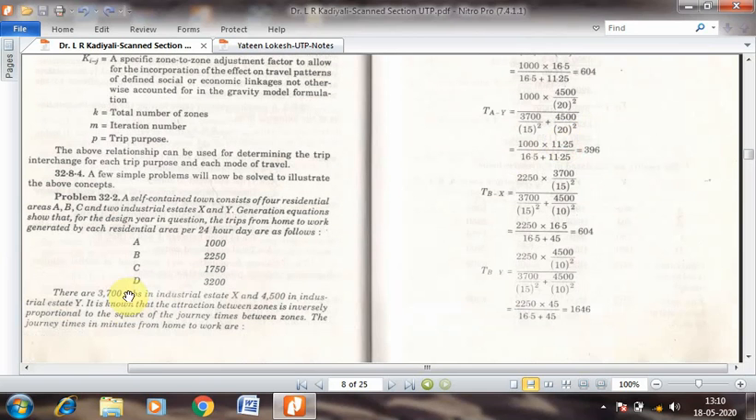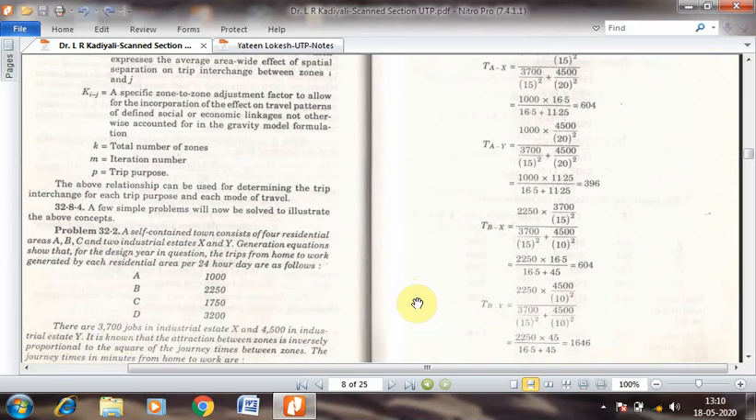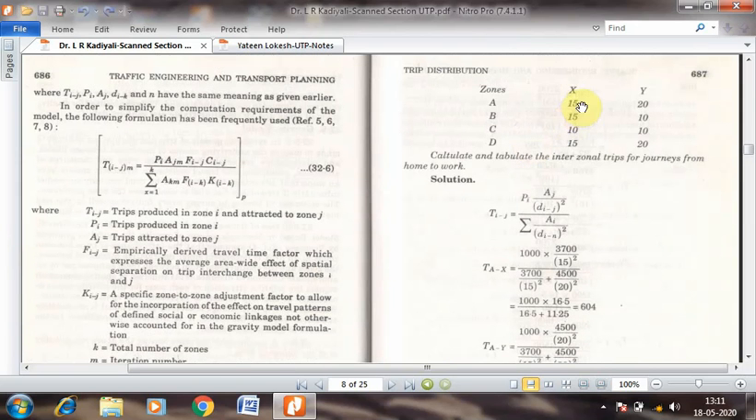Then what is Aj? Aj for X is 3700. That is, for industrial estate X there are 3700 jobs, so obviously there will be 3700 destination points. That 3700 I will write here, divided by the square of the distance between them. The distance or the spatial separation here is with respect to time. To travel from A to X, it takes 15 minutes.